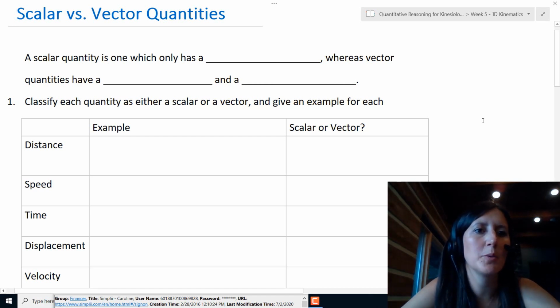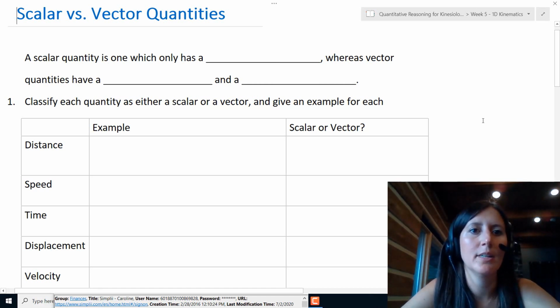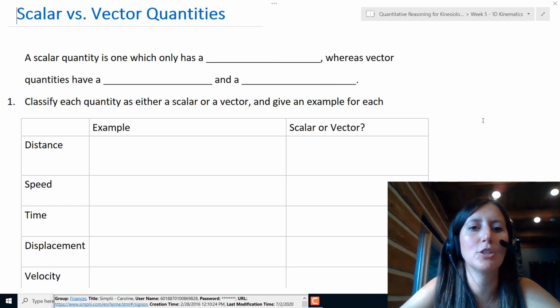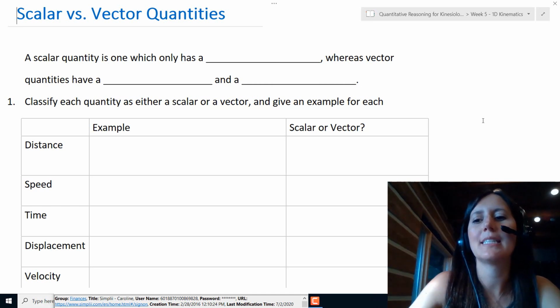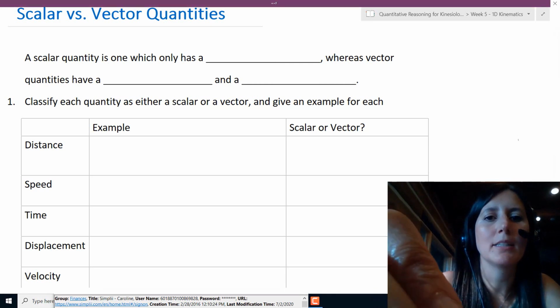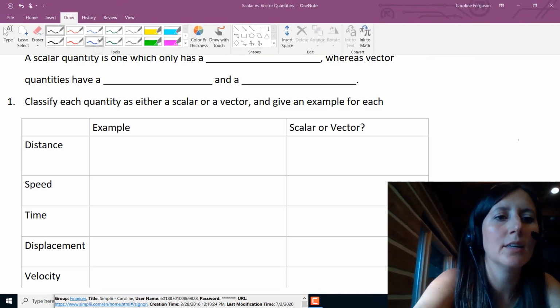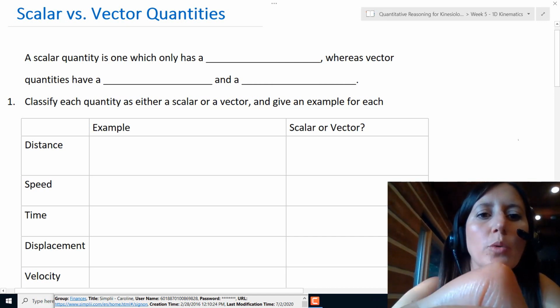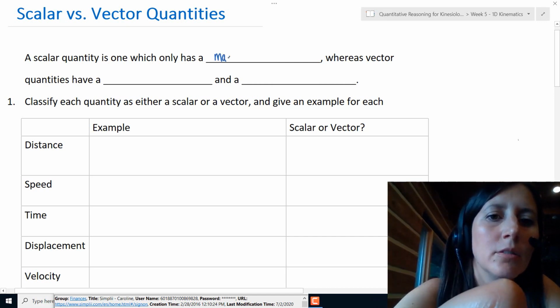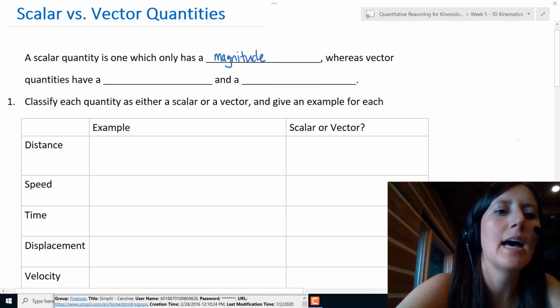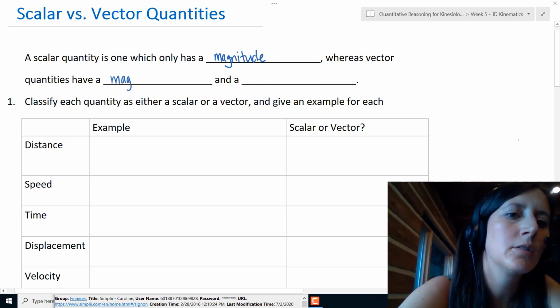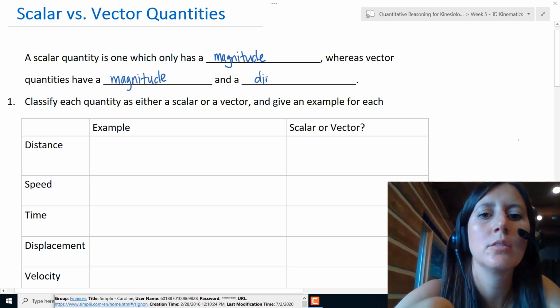All right, so what's the difference between a scalar and a vector quantity? In the last lecture, we talked about vector quantities. Vector quantities are quantities that have both a magnitude and a direction, whereas a scalar quantity only has a magnitude. So I'm just going to fill that in here. A scalar quantity is one which only has a magnitude, whereas vector quantities have a magnitude and a direction.